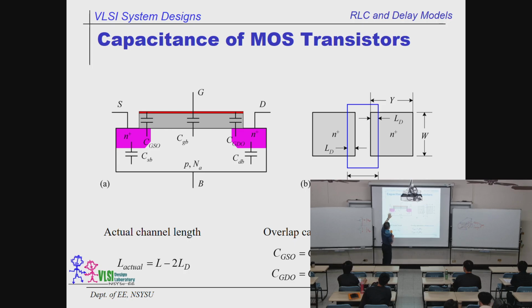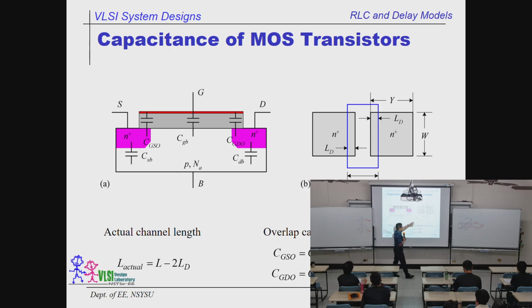All right, and this is for the source to bulk. It is a junction diode. Junction diode over here, and junction diode over here. So these are all the parasitic capacitors that we have.